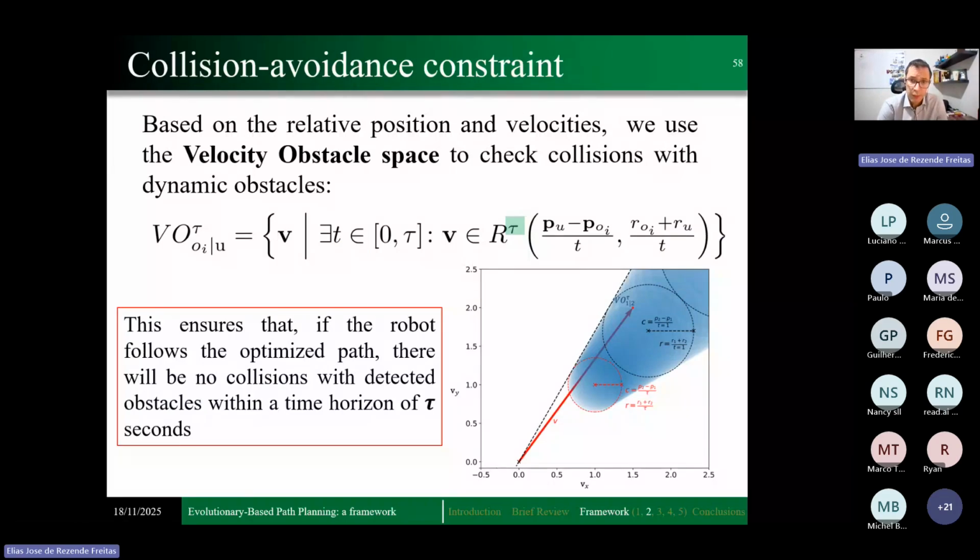To check the temporal collision with dynamic obstacles, we use the idea from the velocity obstacle space described in this equation. This space is based on the relative position and velocity of the detected obstacles. This ensures that if the robot follows the optimized path, there will be no collision with detected obstacles within a time horizon represented by tau.